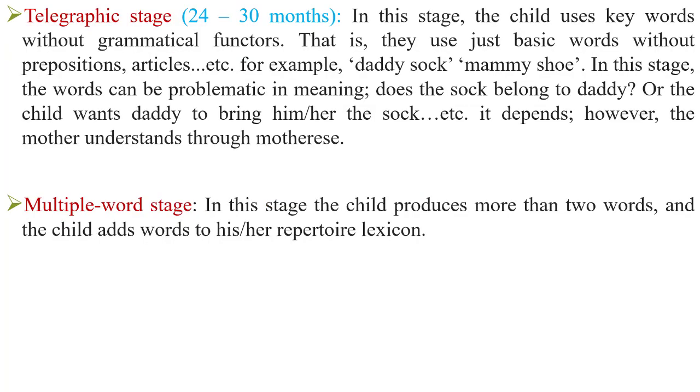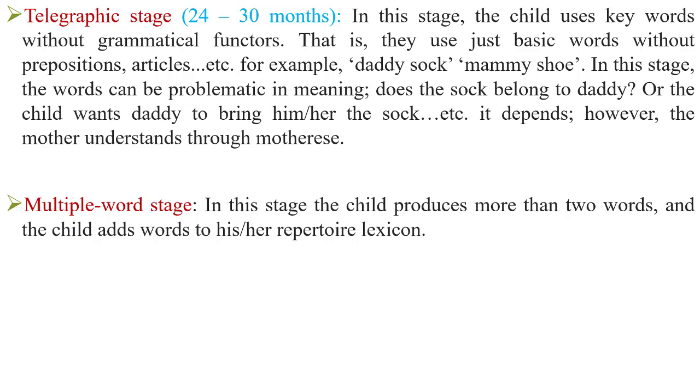Telegraphic stage, which is between 24 and 30 months. In this stage, the child uses keywords without grammatical functions. That is, they use just basic words without prepositions, without articles, etc. So, for example, we say daddy sock, mommy shoe.